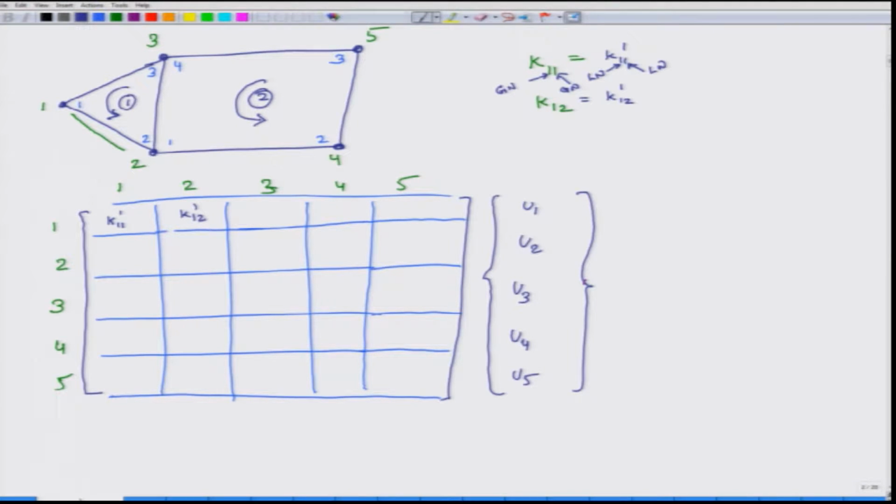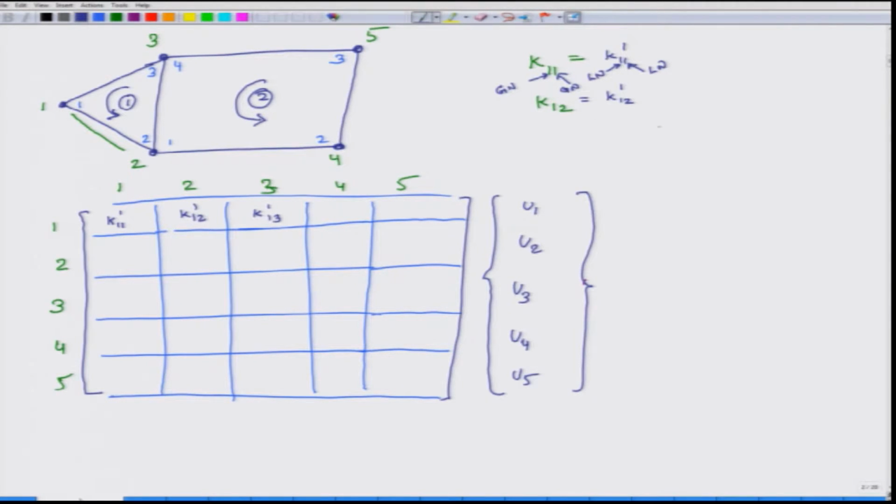Okay. Now, let us look at K13. Again global node and local node numbers are same, and the contribution will come only from first element. So, it will be K131. Understood?